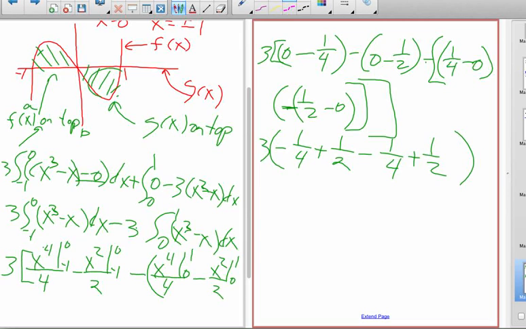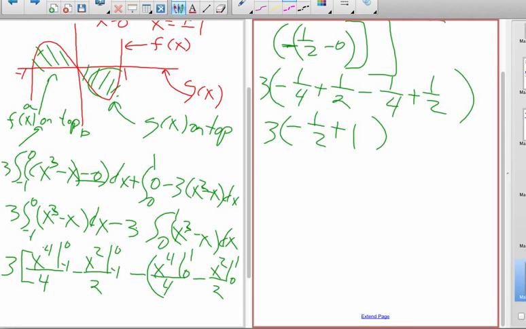And then combine like terms, -1/4 minus 1/4, that's going to give me 3 times -1/2. And 1/2 plus 1/2 gives me 1. And then we keep on going, so I'm going to have 3 times 1/2, which equals 3/2, which is our area.